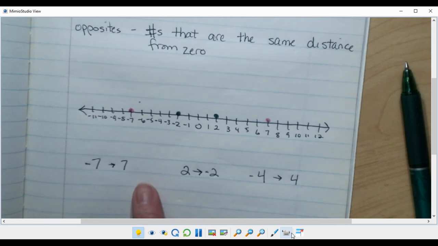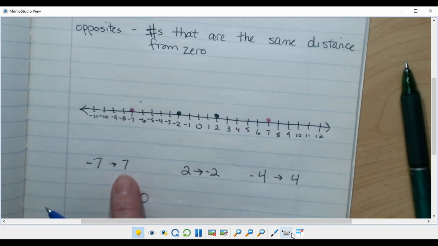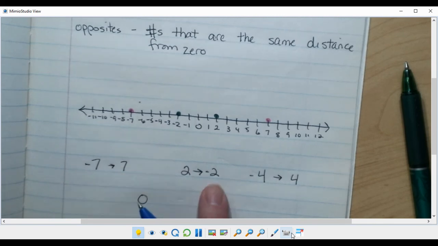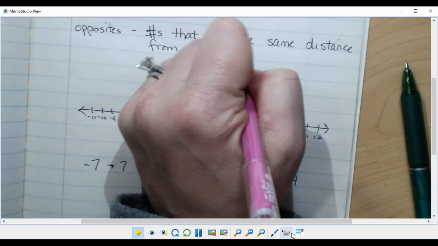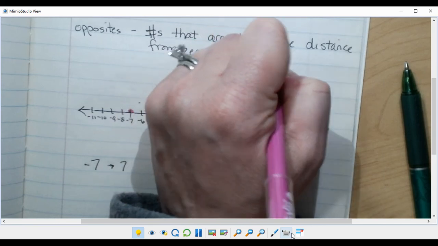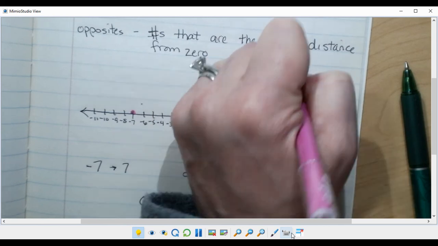What do you notice about these 3 examples? The official definition of opposites are numbers that are the same distance from 0. But when you look at -7 and 7, and 2 and -2, and -4 and 4, what do you notice? They're the same number with different signs. So that's another way to find the opposite. Same number, different sign.